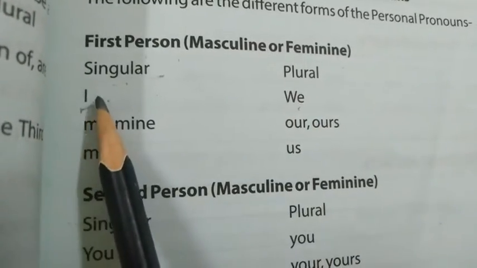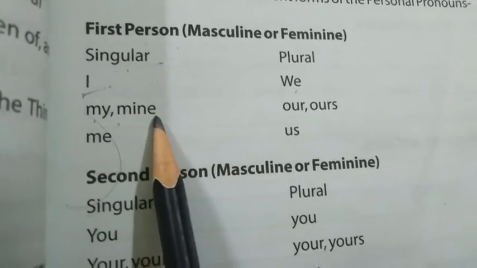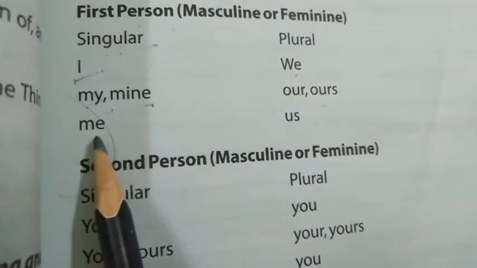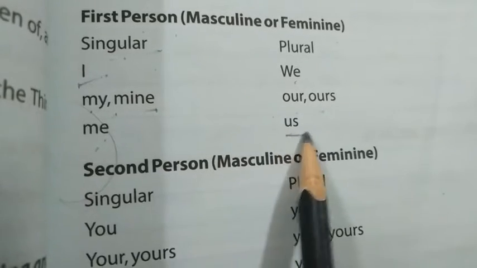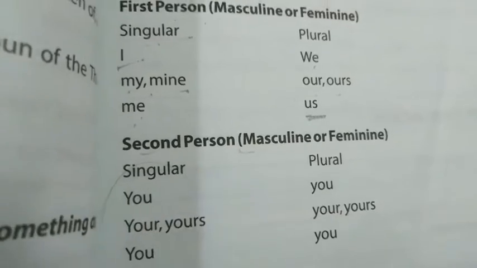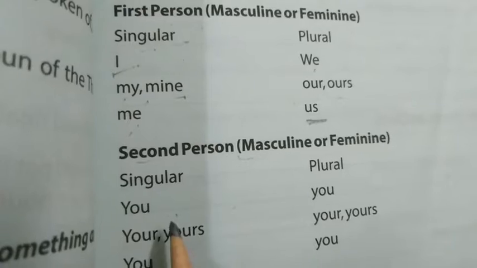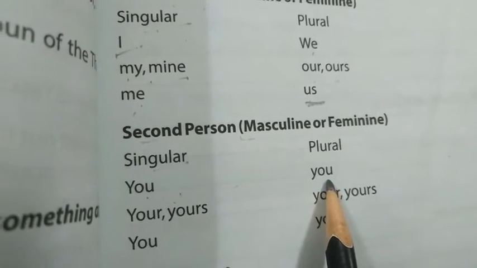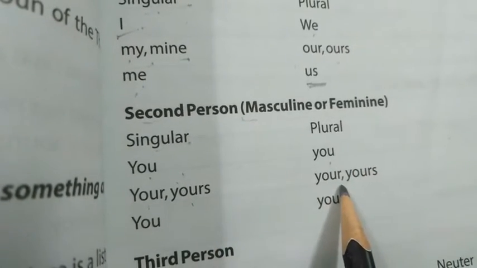Okay, now for possessive we use my and mine for singular, and in plural form it is our and ours. Then here in singular me, and in plural form it becomes us. Now if it is second person, we have discussed, second person is you. Okay, so in case of singular it's you, in plural also it is you. Then singular your or yours, then plural form also your and yours.